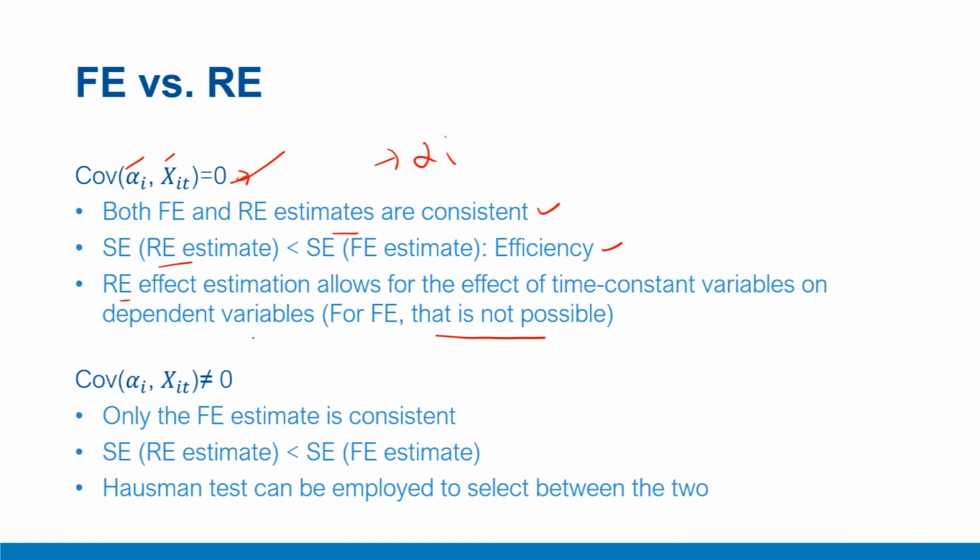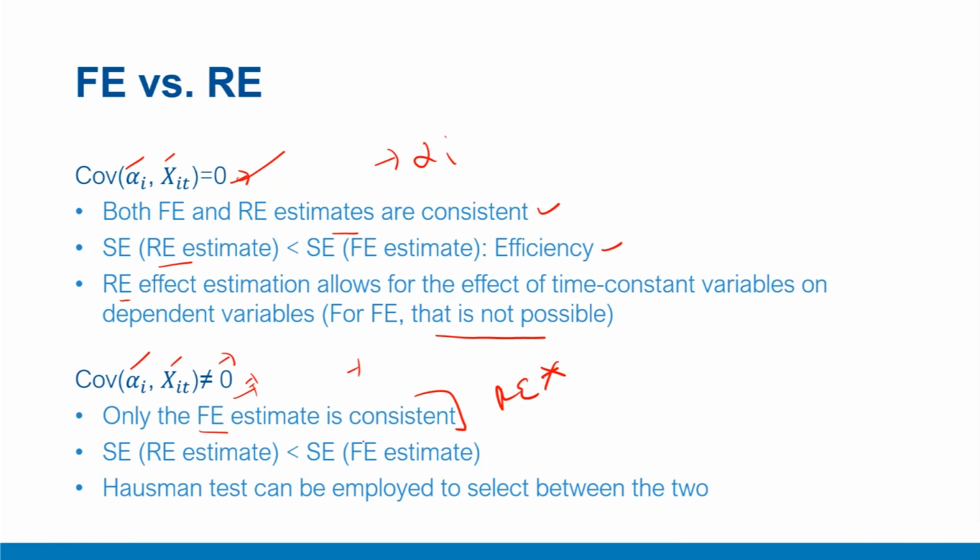Also, in the second condition, where the correlation or covariance between unobserved heterogeneity and independent variable is not necessarily zero, all those problems related to endogeneity may appear and the estimates may not be consistent. In that case, only fixed effect estimates are consistent and RE estimates are not consistent. Although the efficiency, or the standard errors, of the random effect estimate is still lower, because consistency is far more desirable for us, we will go ahead with the fixed effect estimator.